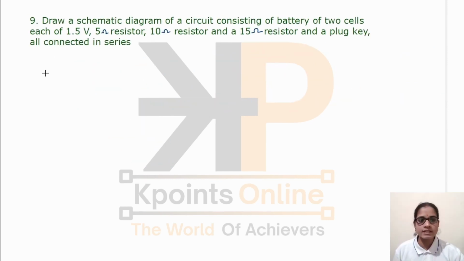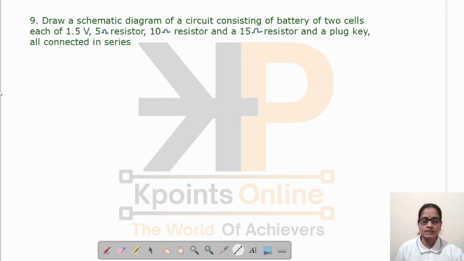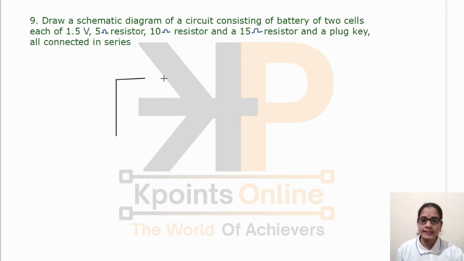The next question is, draw a schematic diagram of a circuit consisting of a battery of two cells, each of 1.5 volt, a 5 ohm resistor, a 10 ohm resistor and a 15 ohm resistor, and a plug key, all connected in series. We have to draw the circuit diagram for this. They have given 3 resistors here. We have to draw 3 resistors.